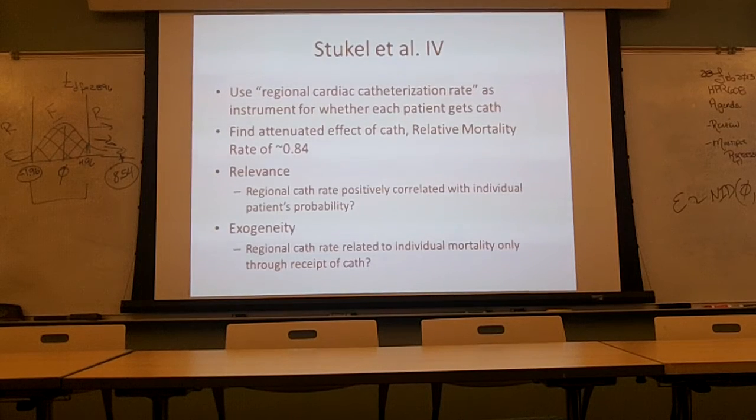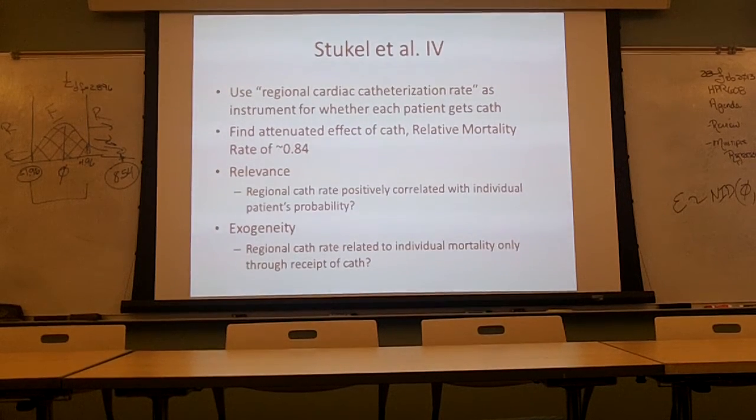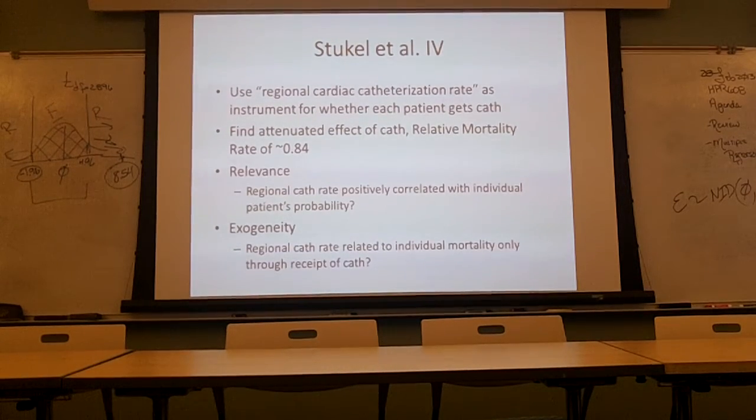So they do that, and they find actually that the measured effect of cardiac catheterization on mortality becomes much smaller, right? Before it was a 50% reduction in mortality, now it becomes like a 16% reduction in mortality, controlling for the same X's, the same observables, but now also using the instrumental variables approach with cardiac catheterization. So is this a good instrument?